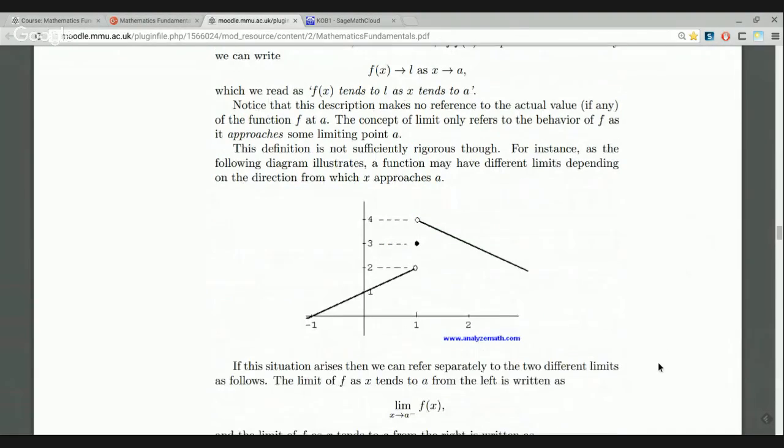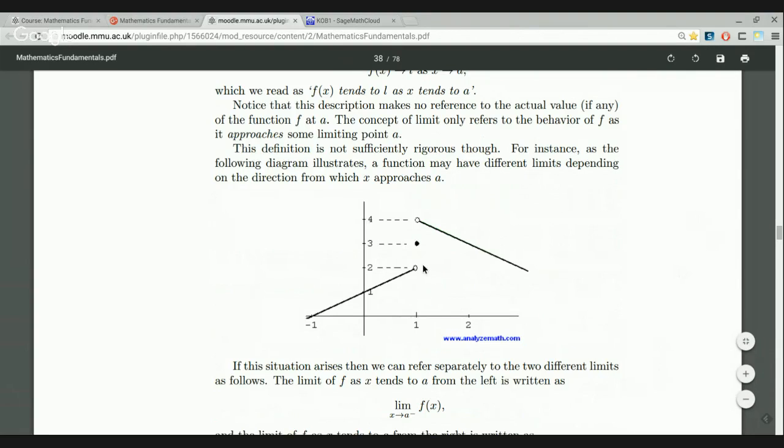So here's a quick visual example. We could consider the function represented by this portion of a graph here. This is displaying some complex behavior, because if you consider the limit of this function as x tends to 1, it's a bit ambiguous what it should be. If you converge to 1 from the left-hand side, from values less than 1, it has a limiting value of 2. Whereas if you converge to 1 from the right-hand side, from values greater than 1, we find the function has a limiting value of 4.